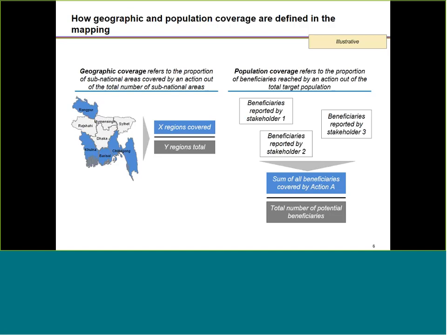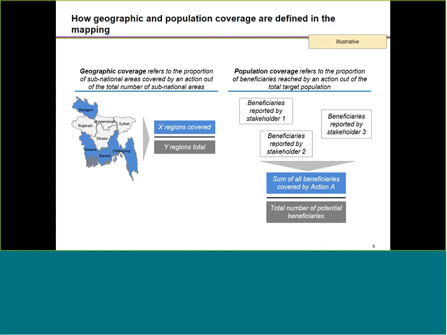The specificity of the geographic coverage depends on the geographic level at which the data is collected. For example, let's say that an action is reported as being implemented in 4 regions. This is our numerator. And in our example country, there are 8 regions total. This is our denominator. Then the geographic coverage would be that the action is taking place in 4 out of 8 regions, or has 50% geographic coverage. Of course, this is a very simplified example, since in most cases we are collecting data at a lower geographic level.